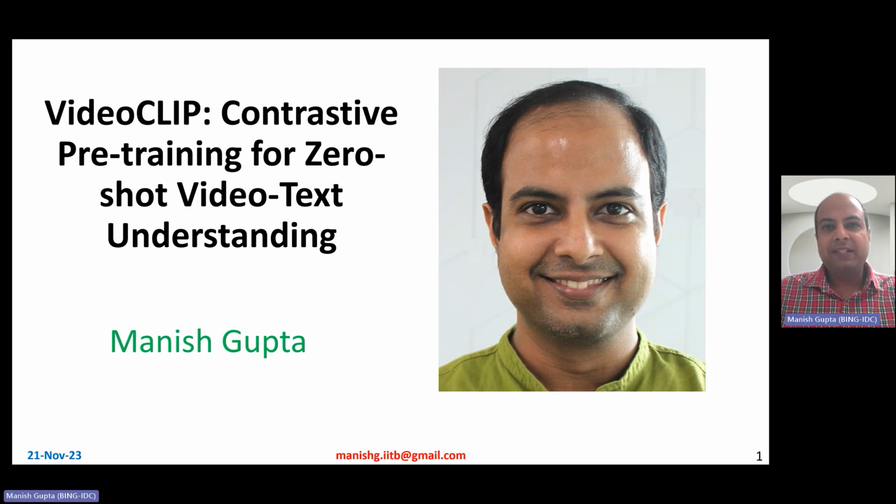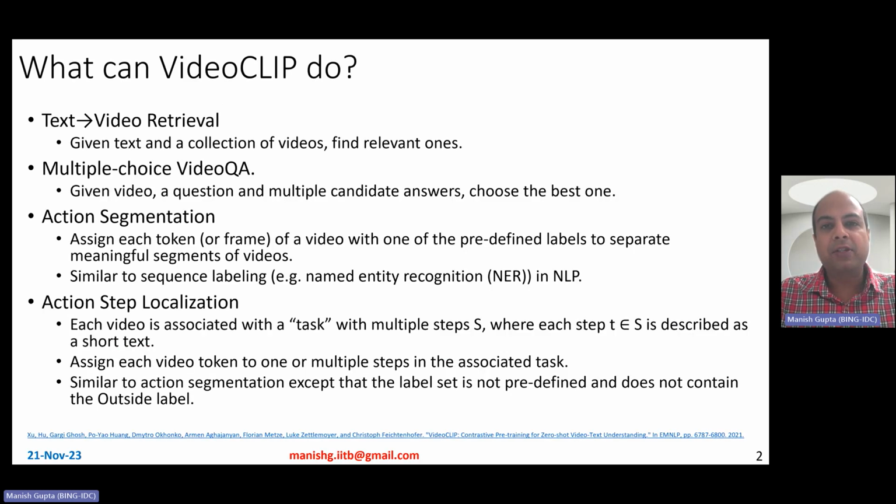Hi folks, my name is Manish Gupta, and in this video I will talk about this model called VideoCLIP. It is trained using contrastive pre-training, and it is really nice for zero-shot video text understanding, several of those video text understanding tasks. So let's start by talking about what kind of video understanding tasks VideoCLIP can do and is good for. I'll talk about 4 tasks here.